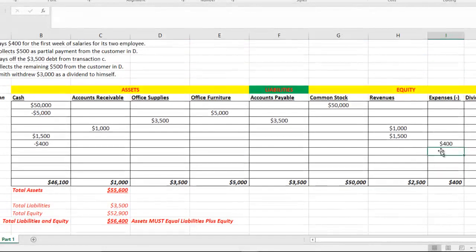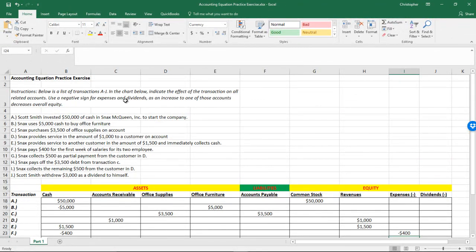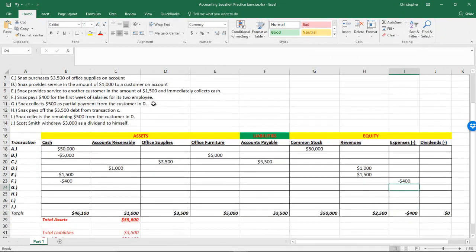And actually, my apologies. So it is an increase to expense. But the little minus sign up here tells us that we have to use a negative when we're recording this expense. And that's actually what is up in the instruction. Use a negative sign for expenses and dividends as an increase to one of those accounts decreases overall equity. So yes, it's increasing expense, but it's decreasing overall equity.